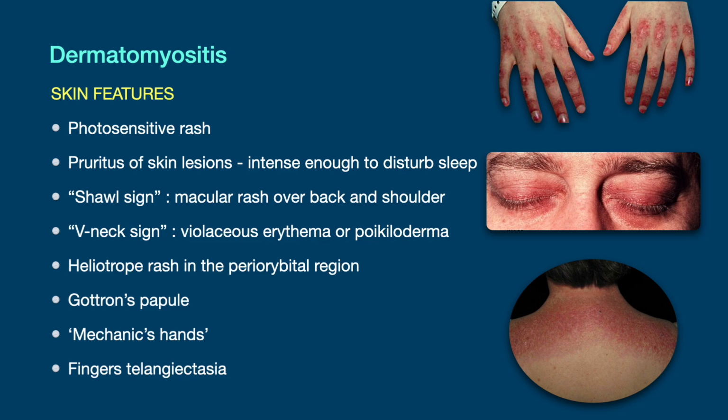The characteristic heliotrope rash consists of a violaceous or erythematous rash, sometimes with edema, in a symmetrical distribution involving periorbital skin. This is frequently subtle and may involve only a mild discoloration along the eyelid margin. Since the heliotrope rash is rarely observed in other disorders, its presence is highly suggestive of dermatomyositis. Gottron's papules are seen, and these are roughened red papules over the extensor surfaces of the fingers. Also seen would be mechanic's hands and fingers telangiectasia, which are nail fold capillary dilatation.